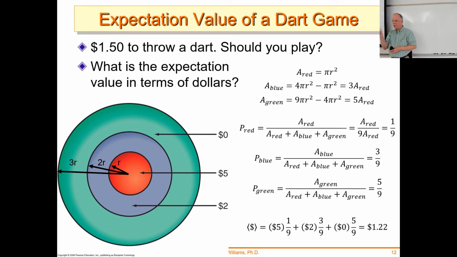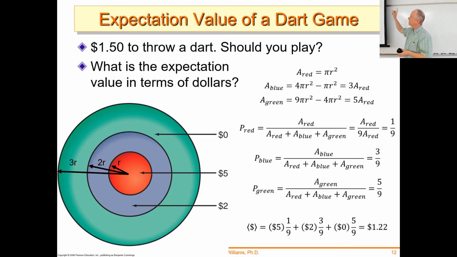So notice we have a radius for the red, twice that radius for the blue, 3 times that radius for the green. So we know the areas of these, so we know the probabilities. The math over here on the right is just looking at the areas. Pi r squared for the area of the red. And the area of the blue is 2r, so it's 4 pi r squared, because r squared, right? But we have to subtract the area of the red, the pi r squared. So we have 3 times the area of the red is the blue. Okay, does everybody follow that?